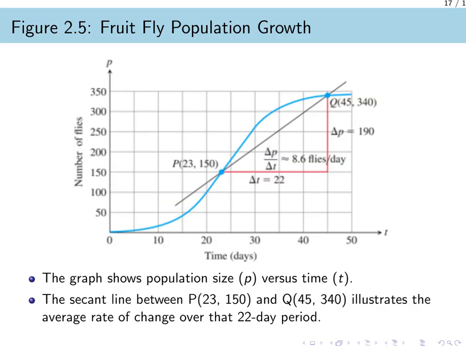This calculation gives us an average growth of about 8.6 flies per day. This value is visually represented by the slope of the secant line, which is the straight line connecting our 2 points on the curve. It is important to remember this is an average, not the growth rate on any single day. The key takeaway is that the slope of a secant line gives the average rate of change between 2 points.